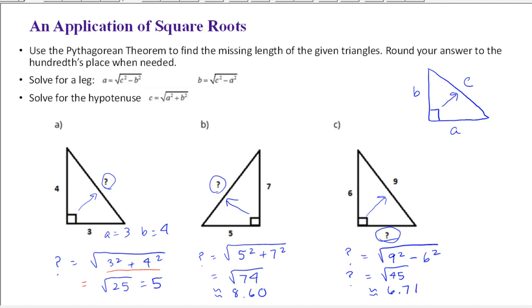So to sum up, to find the missing side of a right triangle using the Pythagorean theorem, determine which side is missing. If the hypotenuse is missing, you use this formula. If a leg value is missing, you use this formula. You add the squares, or take the difference if you're looking for a leg, and then you find the square root last.